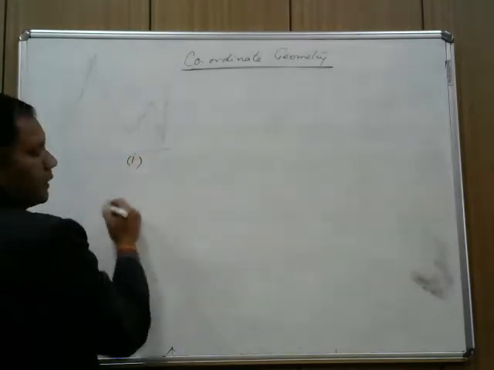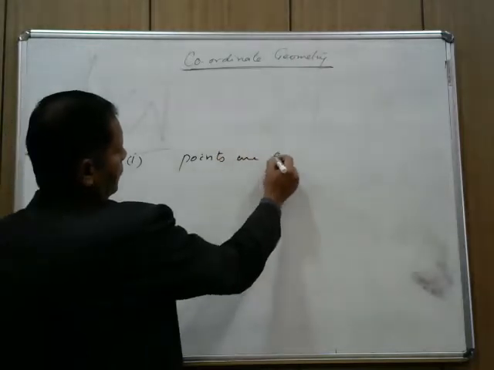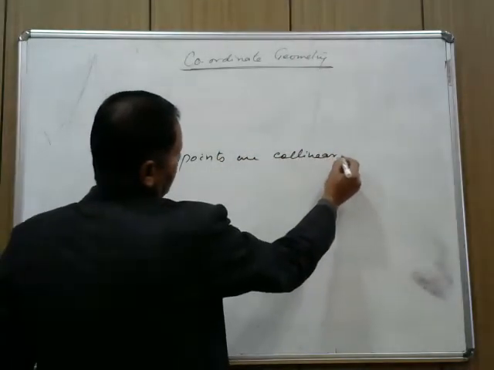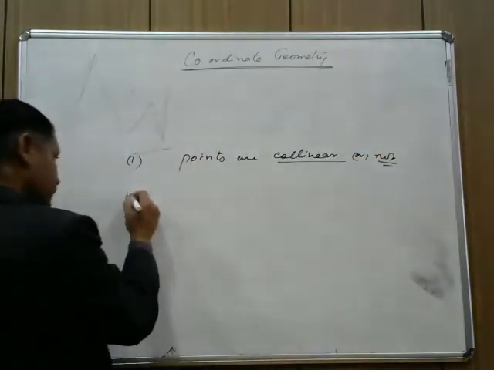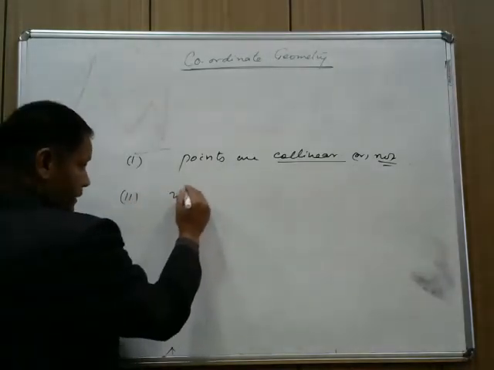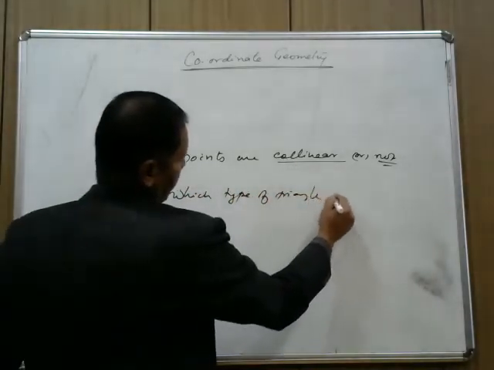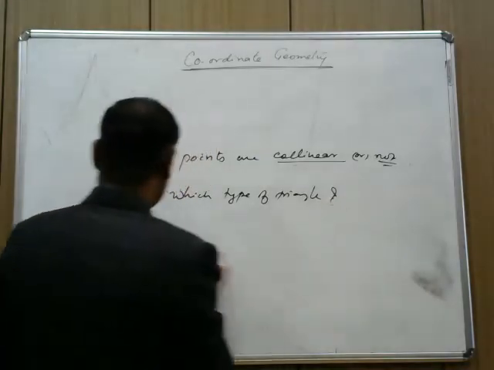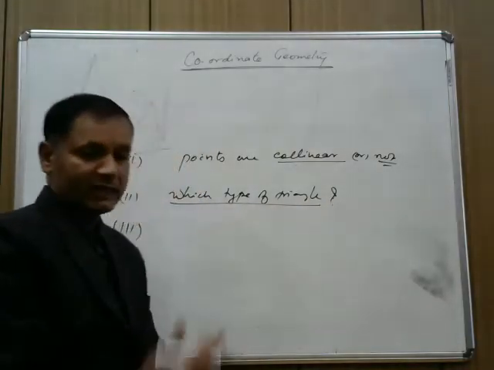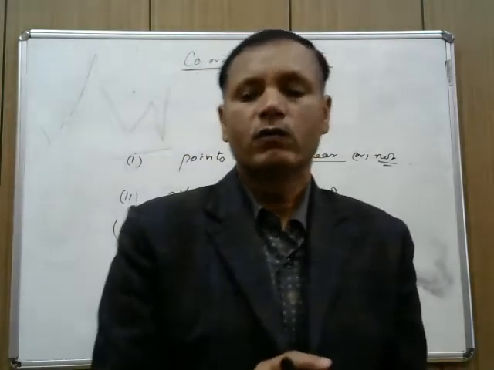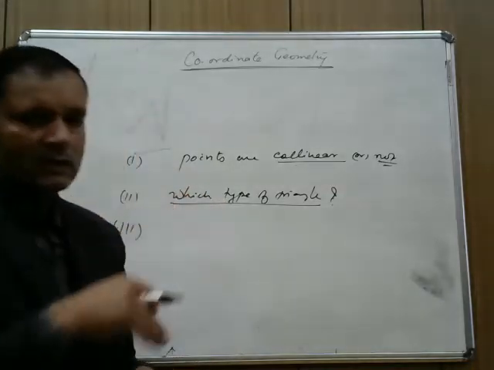First of all, we can find out whether the points are collinear or not. Second, we can check which type of triangle it is. We can check whether it is an isosceles triangle, equilateral triangle, or right angle triangle, because all of this depends on the sides of the triangle.